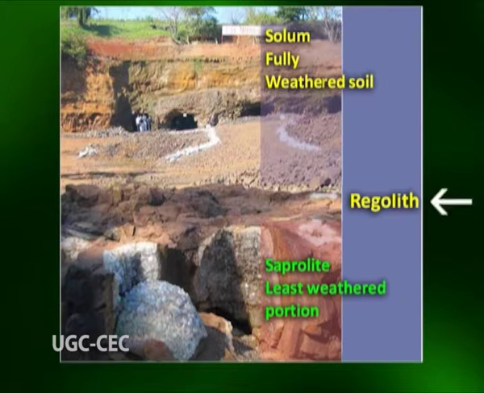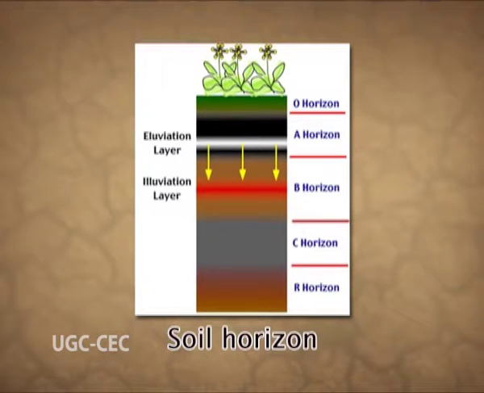The upper horizons of the soil profile, which are the most weathered portion, are called the solum, while the least weathered portion of the regolith that lies directly above the consolidated bedrock is called saprolite. Each soil type has at least one, usually 3 or 4 horizons. These horizons result from the processes of chemical weathering, alluviation and organic matter decomposition.